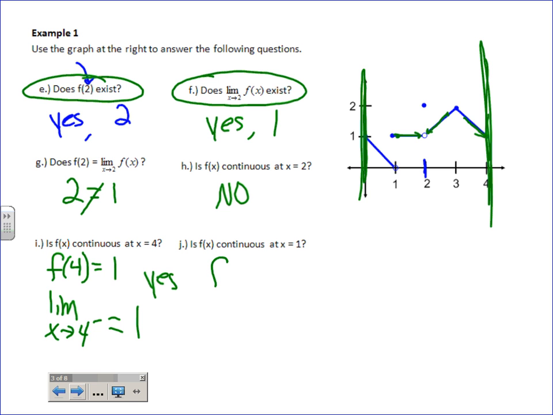So what is f of 1? Very good. Who said that? I thought for sure somebody'd say 0. F of 1 is 1. How about the limit as x approaches 1? And we have to do both ways because it's an interior point.